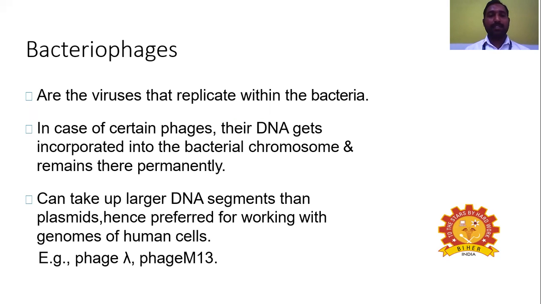Bacteriophages can take larger DNA segments. When comparing with plasmids, for example pUC18 or pBR322, bacteriophages can accommodate a larger size of DNA molecule, that is the gene of interest. These cells could also have more efficient expression compared with plasmids. For example, we have the lambda phage and phage M13.